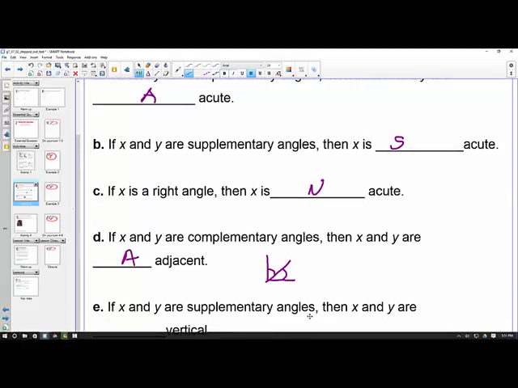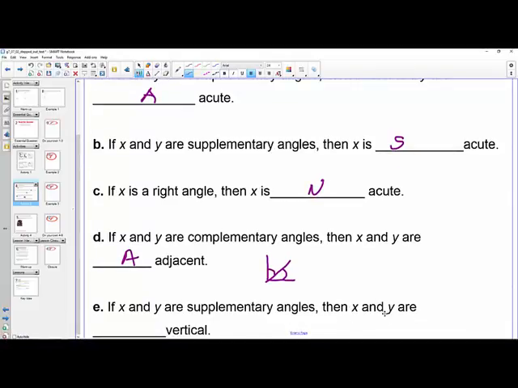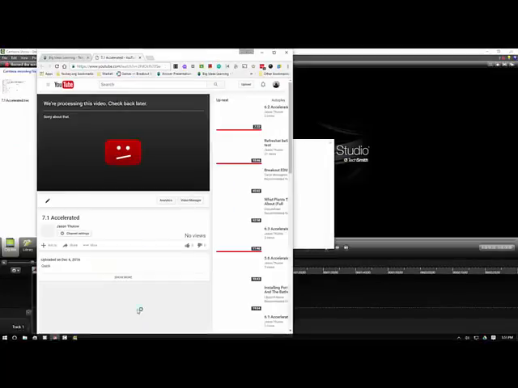If x and y are supplementary angles, then x and y are... so x and y are supplementary. If I draw a supplementary angle here, so I have this one here, and this is x, and this is y.